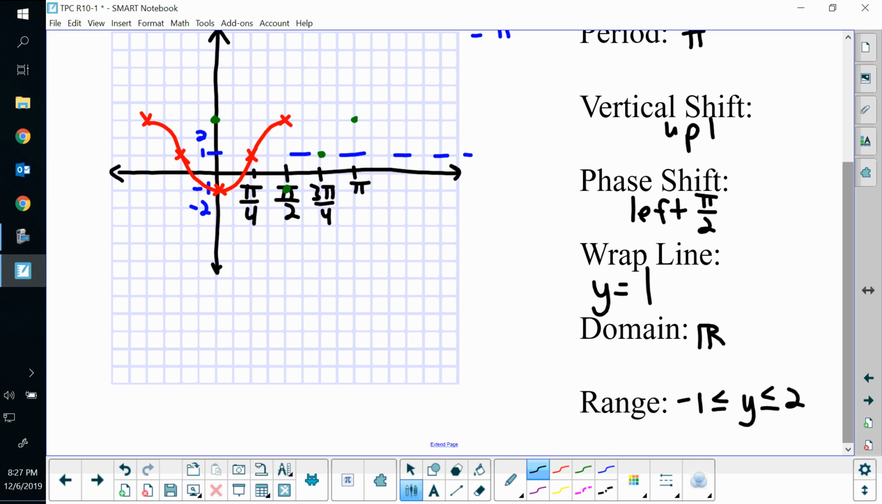Now another way to get your max and the min right from the equation is you just take your wrap line and add the amplitude to get the max, take your wrap line and subtract the amplitude to get the min.